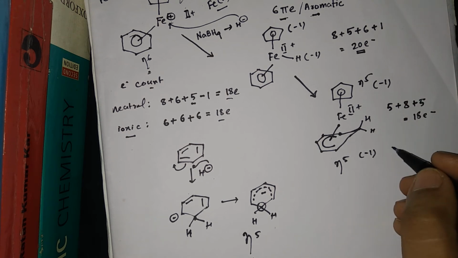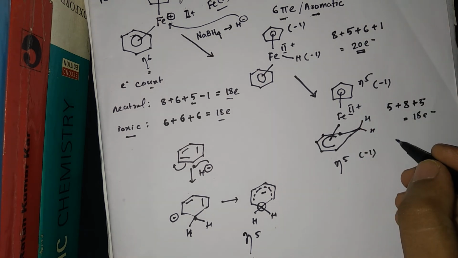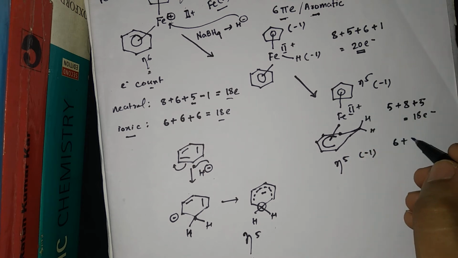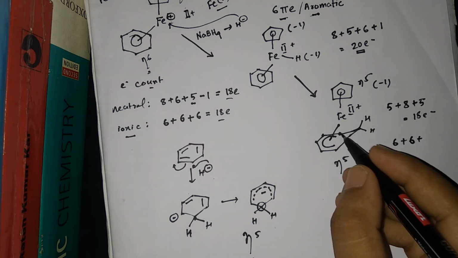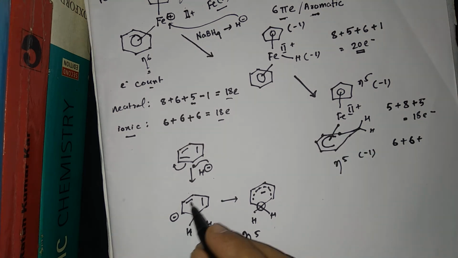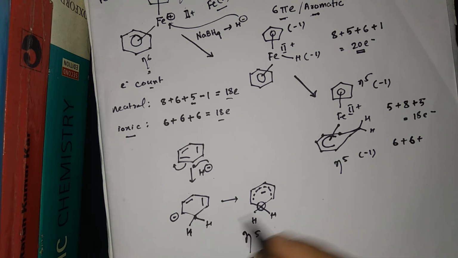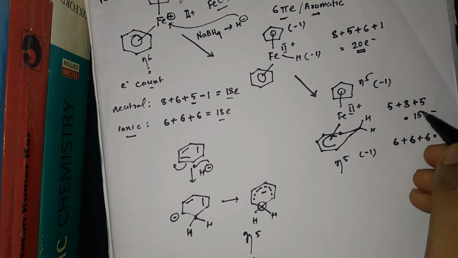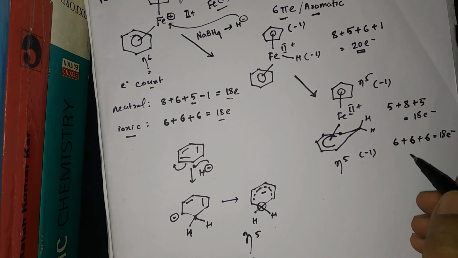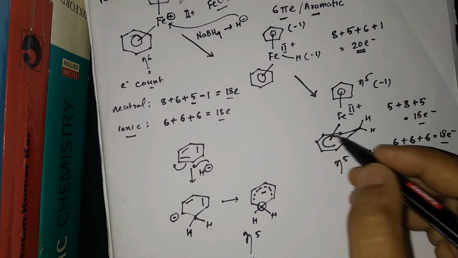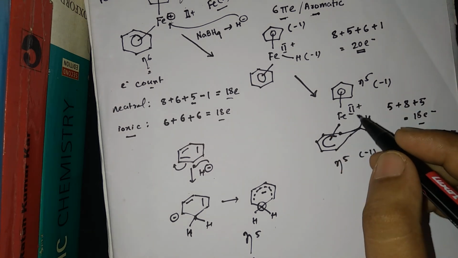If you go for the ionic method, then this will be a 6 electron donor. Iron is in the +2 oxidation state, therefore 3d6. So 6 electron donor, and what will it contribute? It will contribute the 6 electrons on the 5 carbons. So therefore it is also a 6 electron donor. So it is 18 electrons. So guys, if you follow either pathway, both will give the 18 electron count. So it is an 18 electron system. Therefore it is a stable system, and this is the final product.